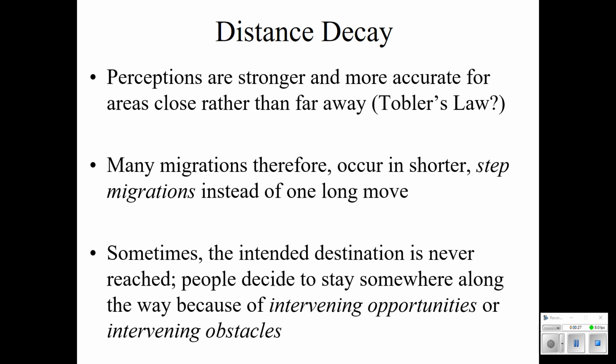So mini migrations, therefore, are what we sometimes call step migrations. Instead of moving all the way from A to Z, you might move A to D, and then you might move from D to L, and then from L to R, and then from R to Z. So a bunch of steps along the way. And remember that every time that you stop, you may not continue that migration. So step migration, a series of stops and starts.